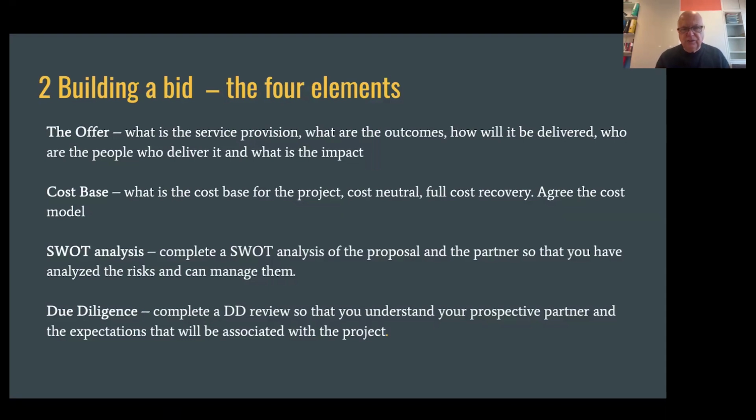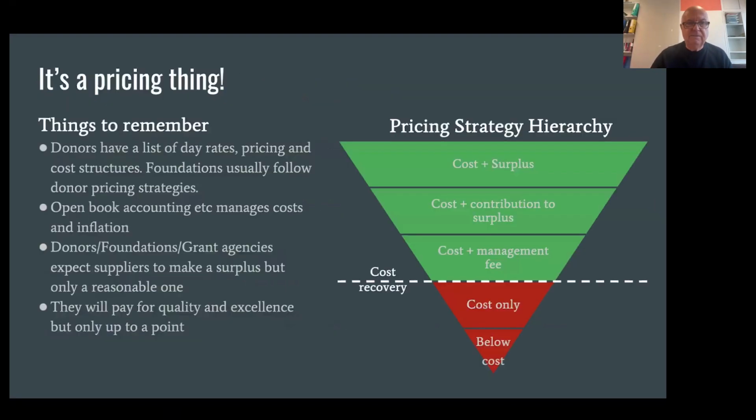And then the final bit is due diligence. You need to do a due diligence review. You need to do it for your own organization, for IFLA, for your own peace of mind, which basically says, have you checked out what the prospective partner wants from you? Do you know what the grant organization will expect? Do you know what their reporting will be? Do you know if there are any risks associated with the project? So you're really, really clear about what the expectations are. So offer, cost base, SWOT, and due diligence. Those are the four building blocks for all grant applications, for all ITTs.